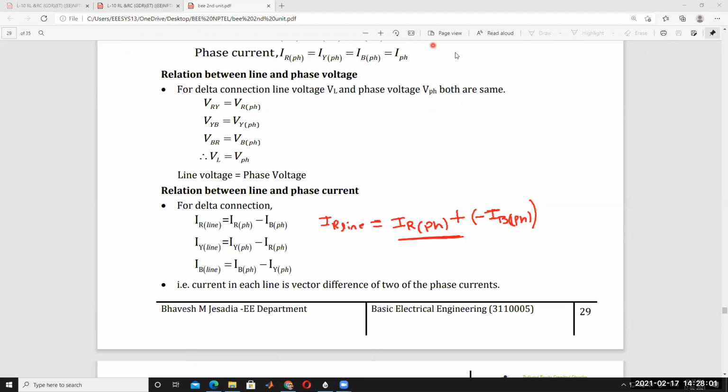It's clear. So this is called IR line. Similarly, IY line is IY phase plus minus of IR phase. IB line is equal to IB phase plus minus of IY phase. The addition of these two phases is called IR line, but with a negative sign. Okay, so by using a phasor diagram, we can easily understand this concept.